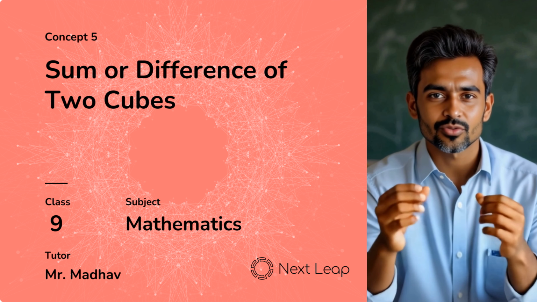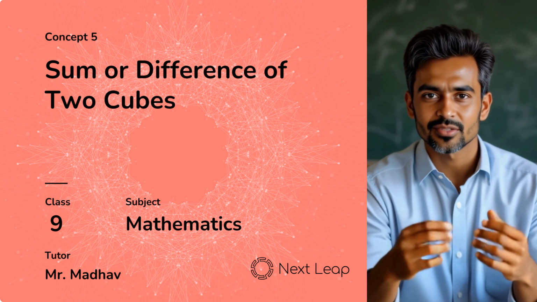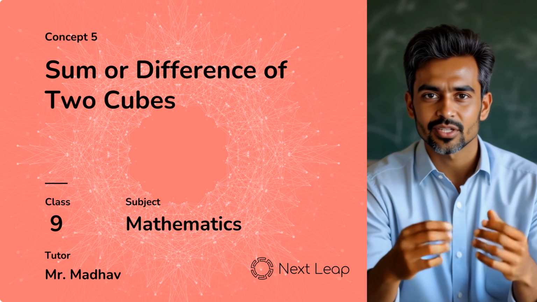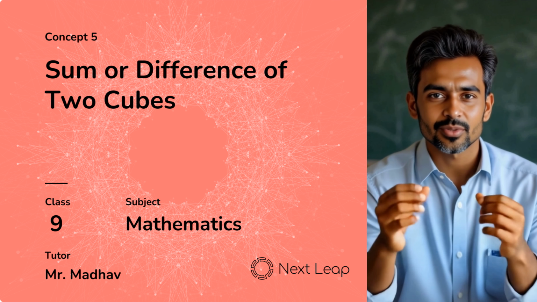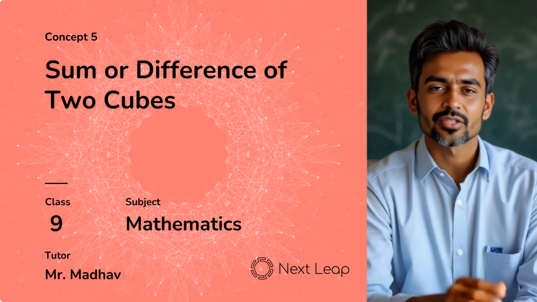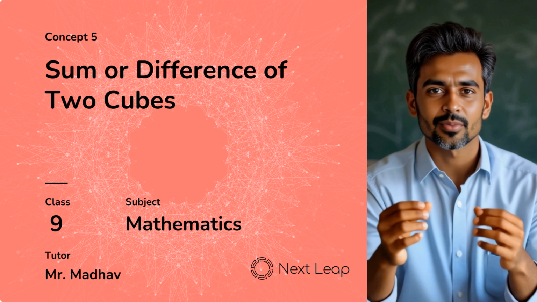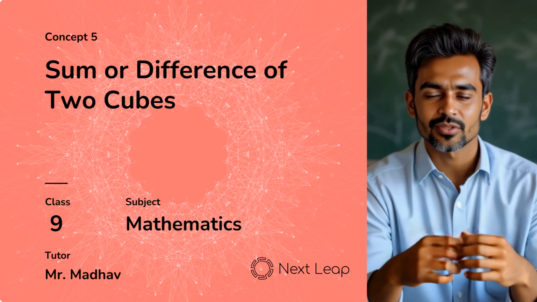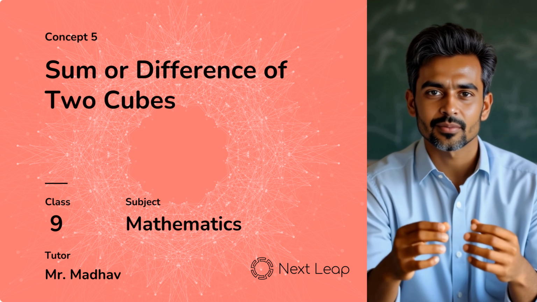The sum of cubes formula is a cubed plus b cubed equals a plus b times a squared minus a times b plus b squared. Similarly, the difference of cubes formula is a cubed minus b cubed equals a minus b times a squared plus a times b plus b squared. These identities allow us to break down seemingly complex cubic expressions into simpler factors.